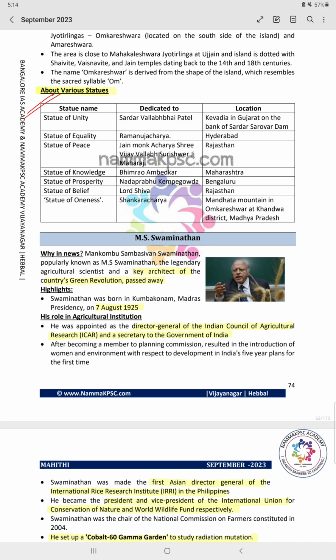Then we have Statue of Belief. Statue of Belief is dedicated to Lord Shiva, and it is in Rajasthan. And Statue of Oneness, which we read about now, is Shankaracharya. It is in Madhya Pradesh, and two are in Rajasthan only. One is the Statue of Peace, and one is the Statue of Belief.